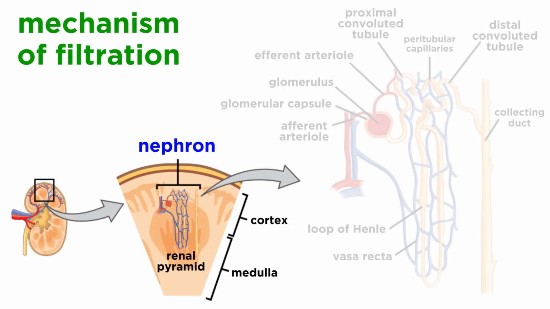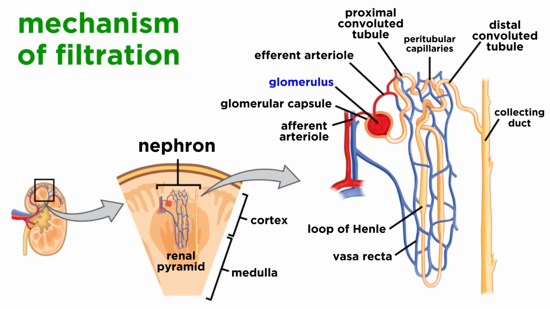The filtration occurs in tiny units called nephrons, each of which consists of a renal corpuscle that sits in the renal cortex, and a renal tubule that extends from there into the medulla, and then back into the cortex. The corpuscle contains a bunch of especially porous capillaries called a glomerulus, which sits in the glomerular capsule. Fluid from the bloodstream, or filtrate, will enter into the capsule and then into the renal tubule. This tubule has three sections: a proximal convoluted tubule with many turns, a long nephron loop, and then a distal convoluted tubule, which again has many turns.